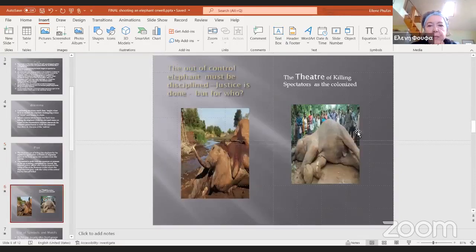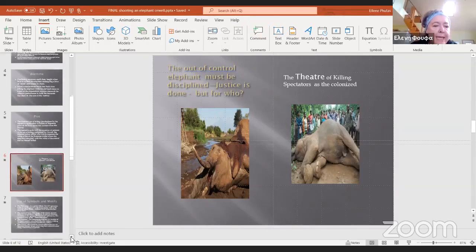Just a couple images here. The out of control elephant must be disciplined. Justice is done, but for who? The theater, the location of the killing. Spectators as colonized. So the people who are watching this theater, they are colonized. And finally, the elephant is completely subdued, just as they are. What does that mean?